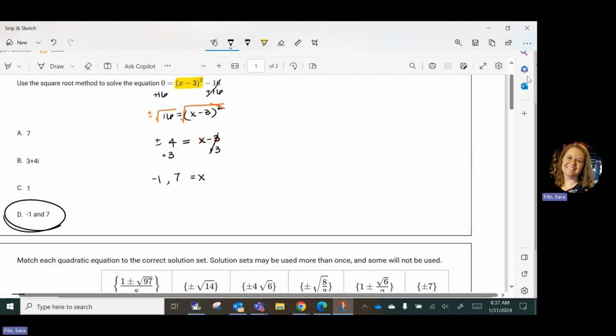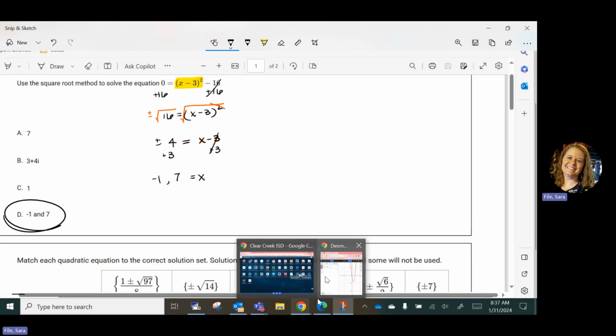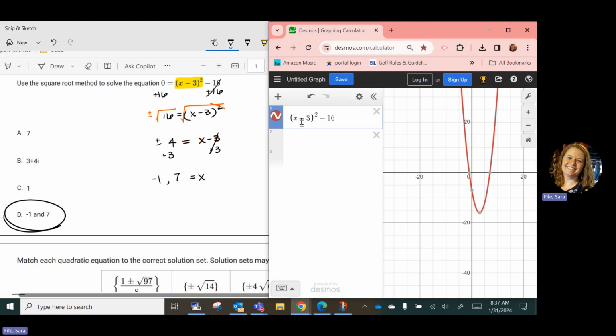And again, I'm going to pull up what that looks like in Desmos. If you chose to solve by graphing, if I plugged that equation in, (x minus 3) squared minus 16, I can go over here and actually click and see, yeah, my x-intercepts are at negative 1 and 7. So I could have done this by graphing as well.